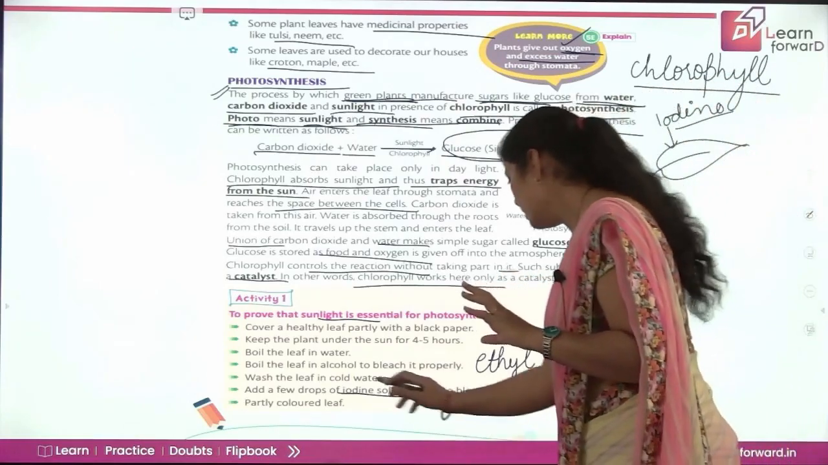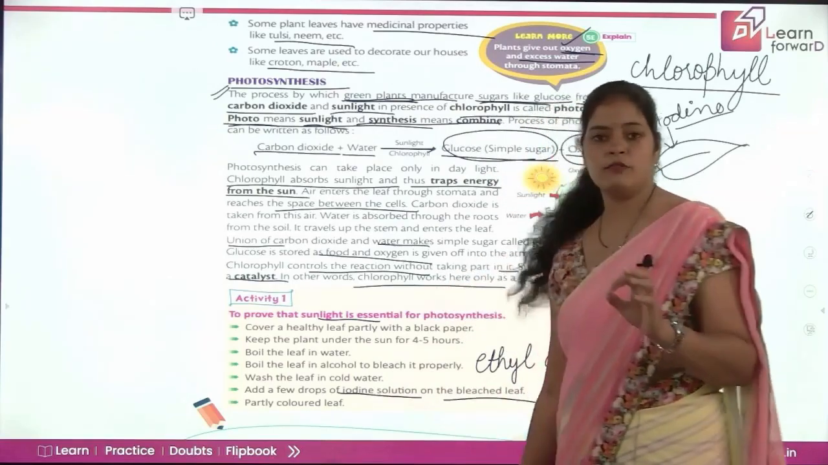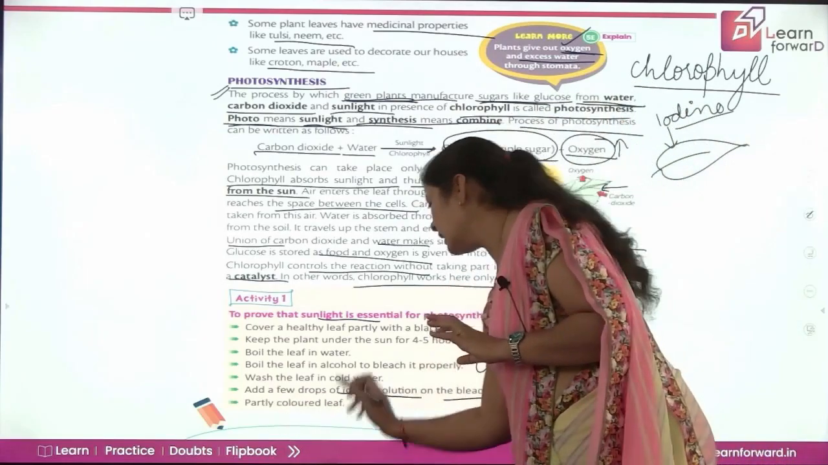So there, you have to put the iodine solution on the bleached leaf. Now next, partly colored leaves.